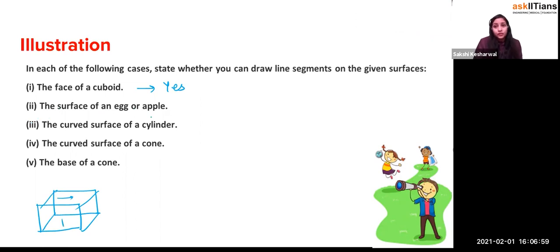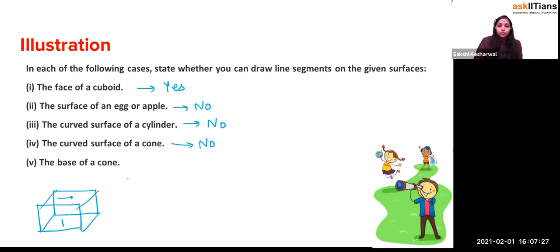The surface of an egg or an apple, you cannot draw a line segment on it. This is no. I think this is very clear to everyone. The curved surface of the cylinder. Cylinder is what? Like Pringles or a Coca-Cola can or something like that, right? So basically this means no, right? Now the curved surface of a cone, what is a cone? Like birthday cones, ice cream cones, can you draw or not? No, you cannot draw, so no, right?